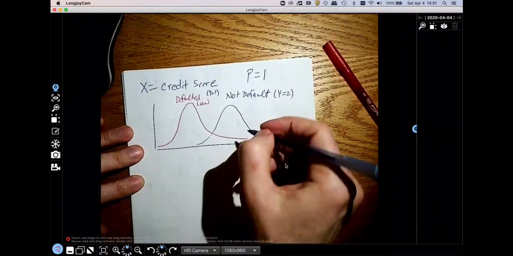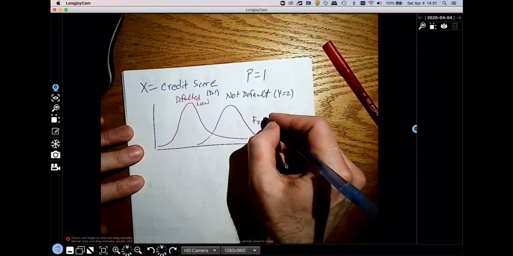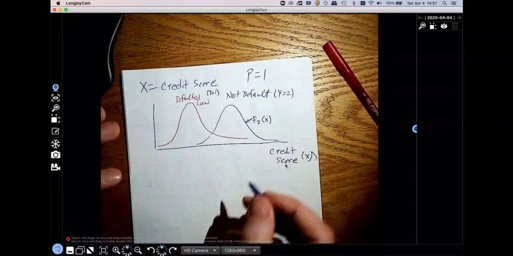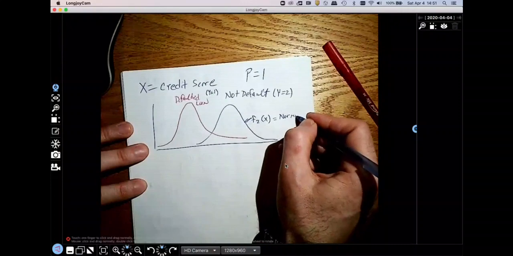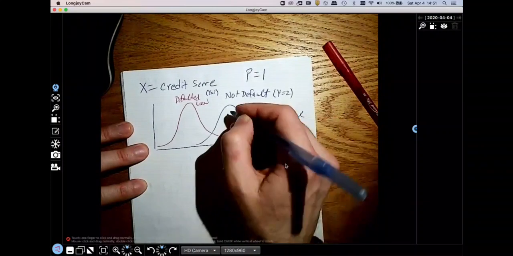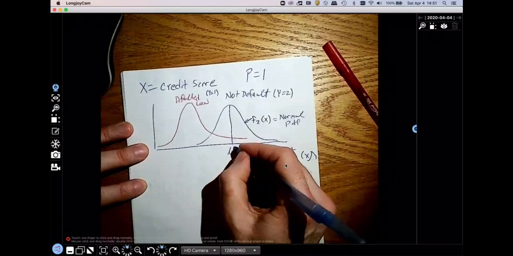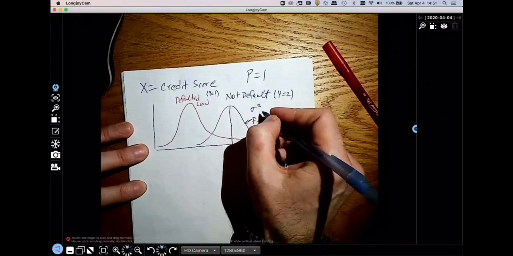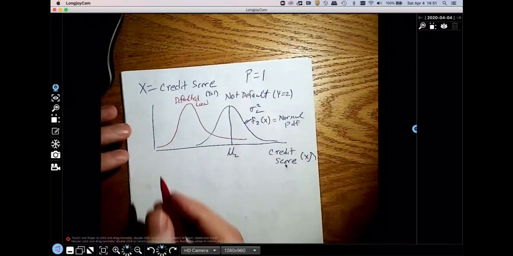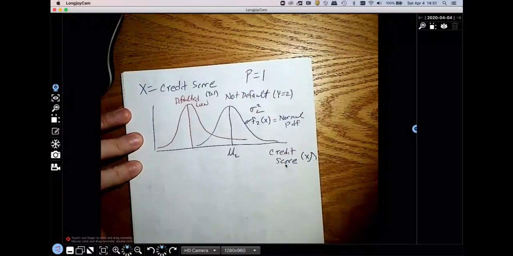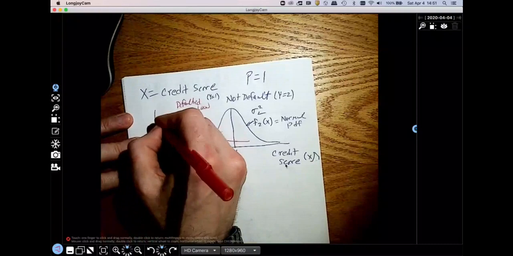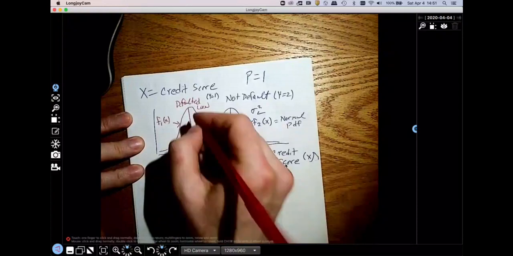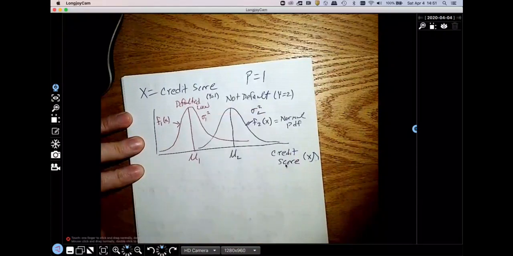So using my notation, f2 at x is going to be this normal curve. So this would be a normal PDF, probability density function, with a certain mean, we'll just call that mu2, and a certain variance. So let's say the variance of this is sigma squared 2. Then this distribution is going to be f1 at x, where the mean of this is mu1, and let's say the variance of this is sigma squared 1.